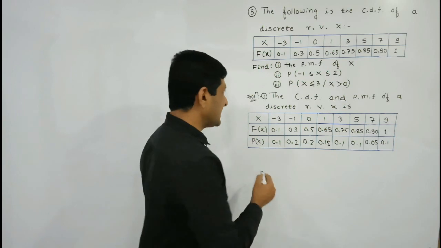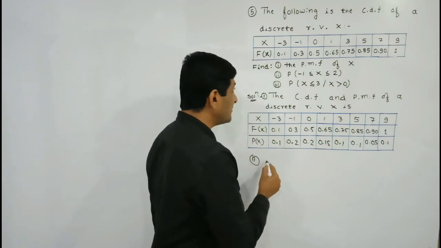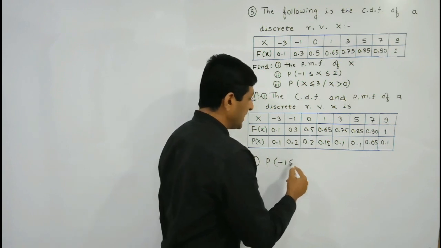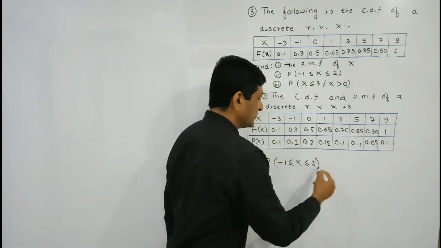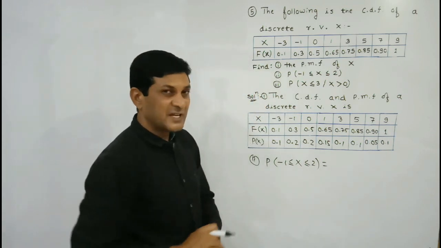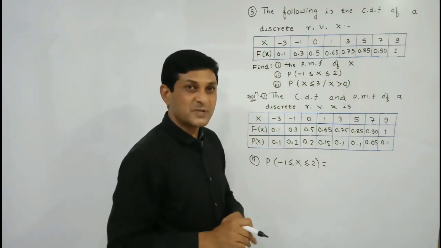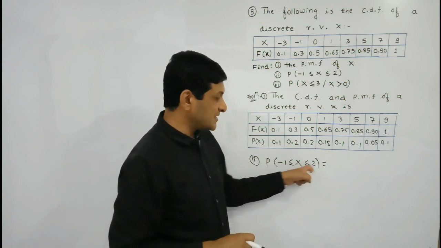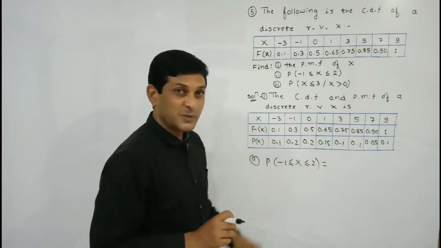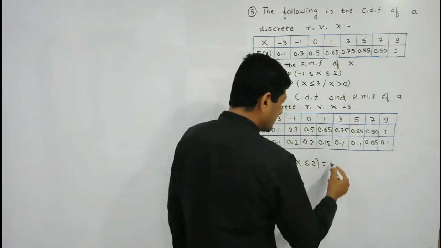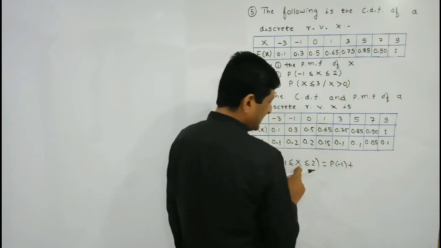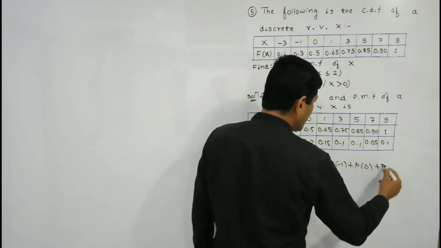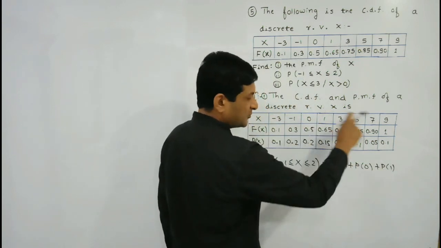Now we are finding the second required value. What is our second required value? Probability of x greater than or equal to -1 and less than or equal to 2. Check which are the values of the random variable which satisfy this condition. Means we have to take such values of x which are greater than or equal to -1 and less than or equal to 2, means -1 and 2 are also included. Means here x equal to -1, means p of -1, plus 0 also lies in this interval, so plus p of 0, plus p of 1, plus p of 2, but p of 2 is not given.